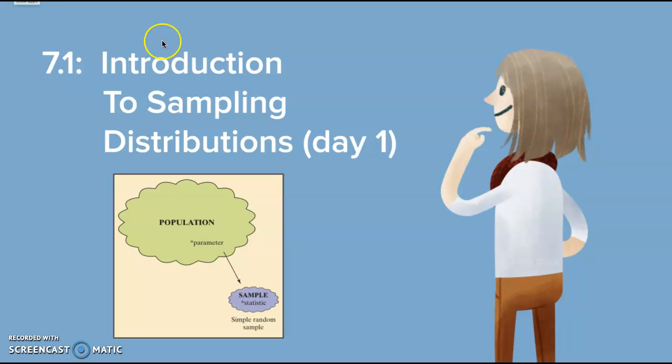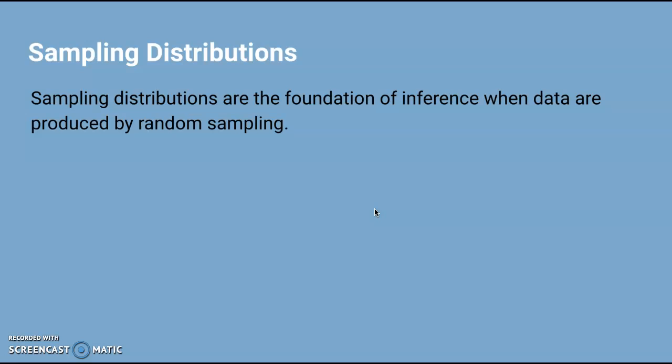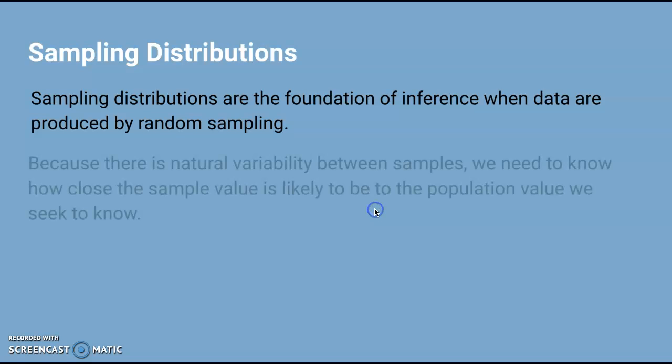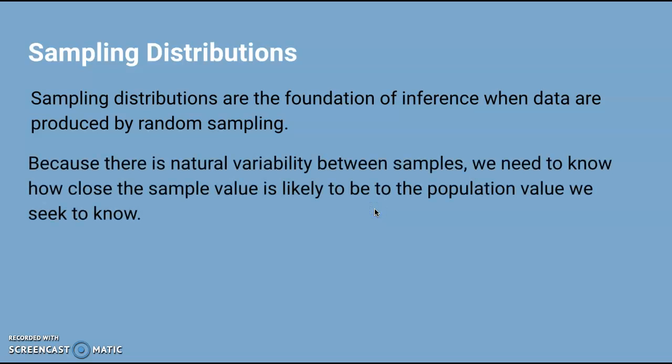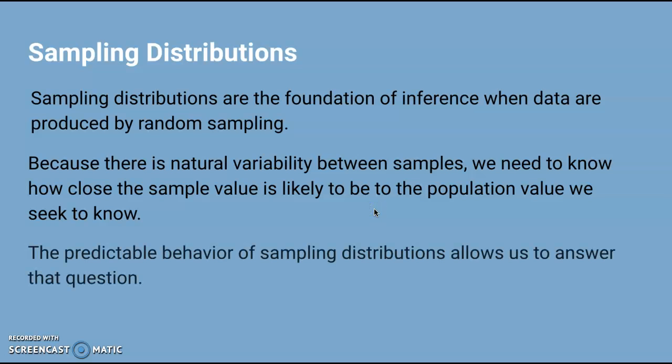This lesson will introduce you to sampling distributions. Sampling distributions are the foundation of statistical inference when data are produced by random sampling. Because there is natural variability between samples, we need to know how close the sample value is likely to be to the population value that we seek to know. The predictable behavior of sampling distributions allows us to answer that question.